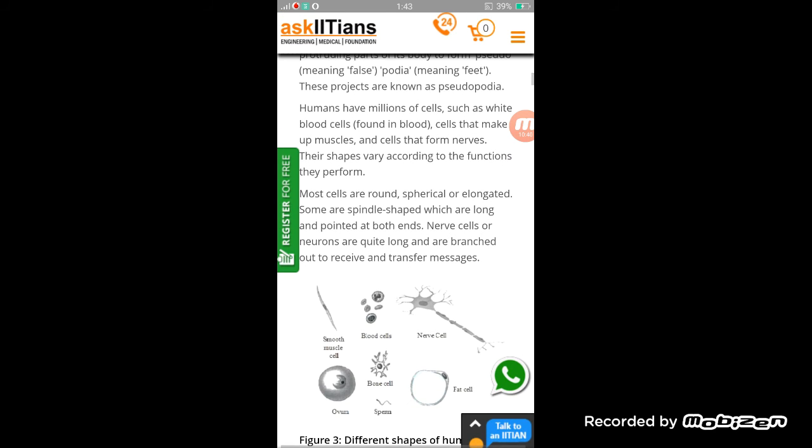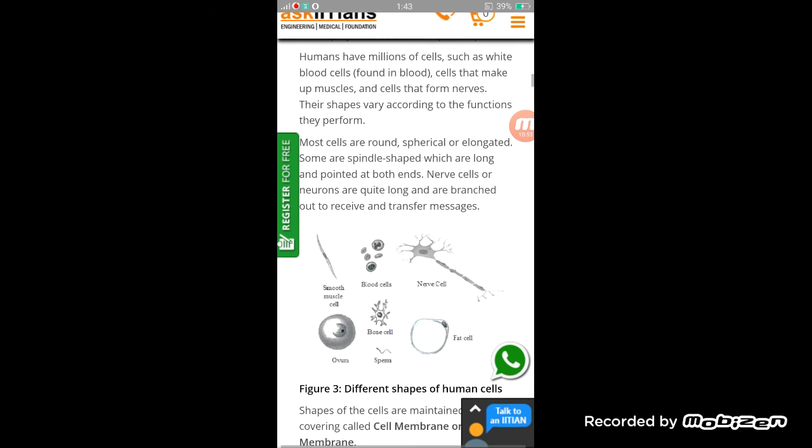Humans have millions of cells, as we know, such as white blood cells, WBCs, found in blood, cells that make up muscles, and cells that form nerves. Their shape varies according to the functions they perform. As I have already told you, the functions they perform, their shape, size, everything depends upon this fact.